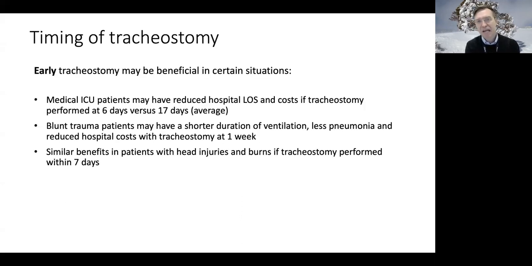And there is some evidence that there may be benefit in tending towards an earlier tracheostomy, certainly in medical patients, in that you can reduce length of stay, and indeed it's got some financial benefits for the community if we do that. In trauma patients, similarly, and also in head injured patients and those who've incurred burns. So there is some evidence base to guide us. Generally, our practice is that between 10 and 14 days, if we can see a patient will require ongoing ventilatory support, then we're certainly thinking very carefully about proceeding to tracheostomy.